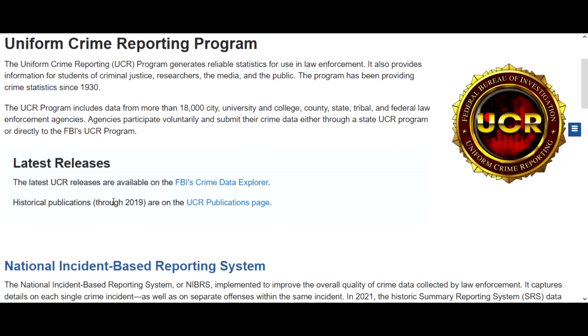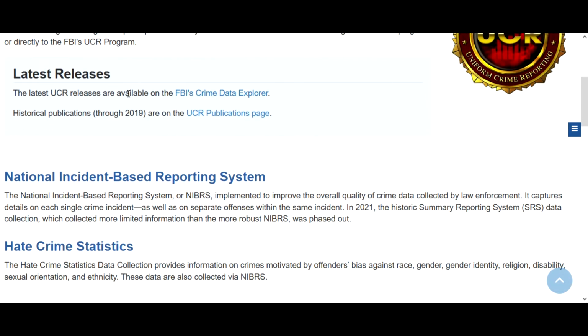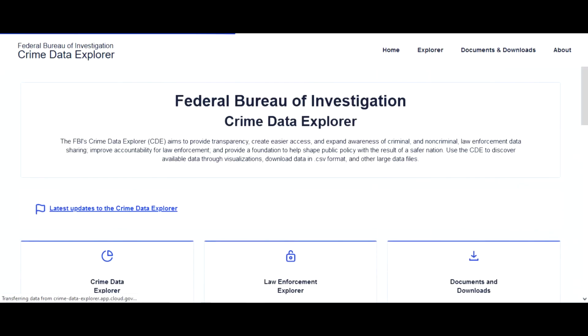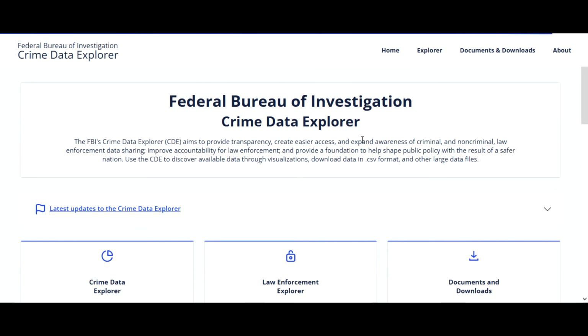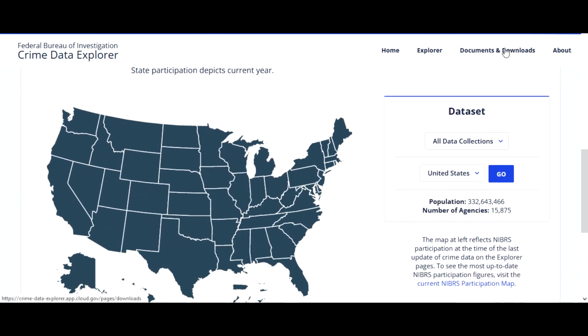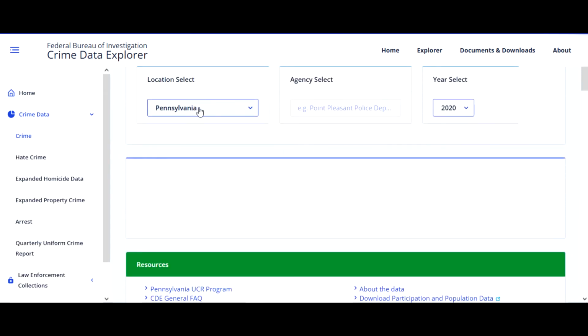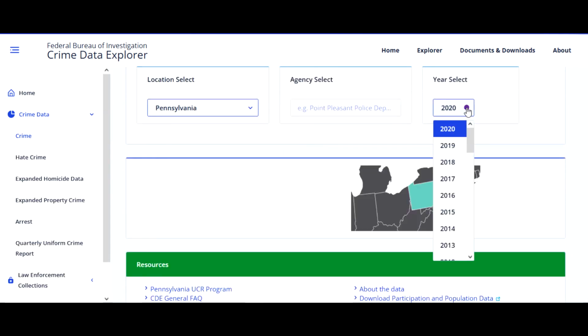Anyway, the UCR program is really interesting. You can take a look at the report. The latest releases are available, so you can actually look at the data. It's a different type of thing, under a whole bunch of other stuff, and that's why it's not the same. But it's a really cool interactive map, and it's worth noting. We can look at Pennsylvania alone. So we can say, let's go to Pennsylvania. I want to see specific things. So we're in Pennsylvania, and the most recent year is 2020.